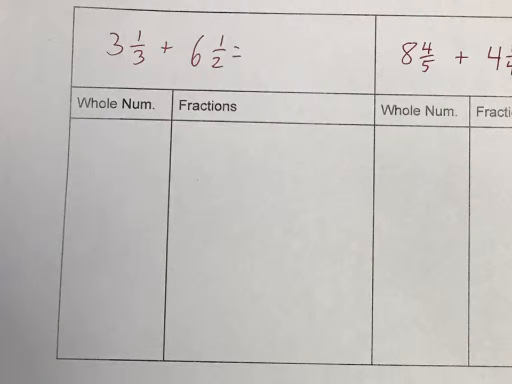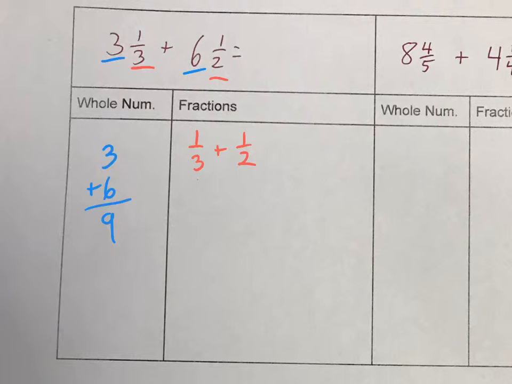So let's do this first one together. We have 3 1/3 plus 6 1/2. So first of all, easy one, 3 plus 6 is 9. Whole numbers are done. There they are. 3 plus 6 is 9. And next, let's do the fractions. 1/3 plus 1/2. The problem is we need a common denominator.